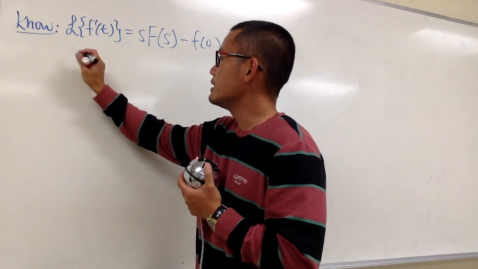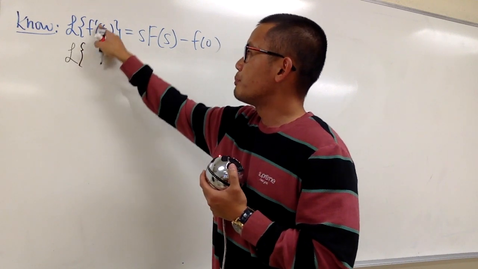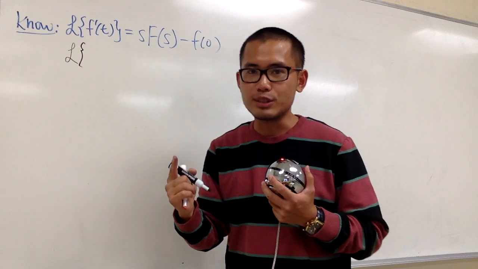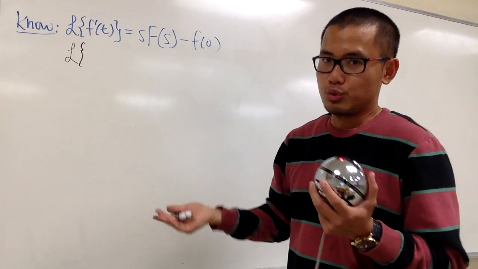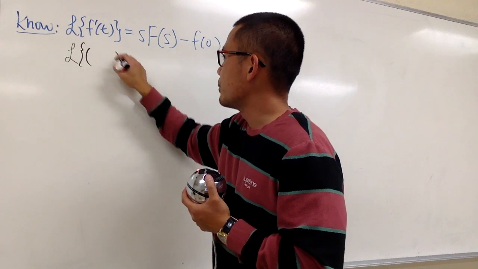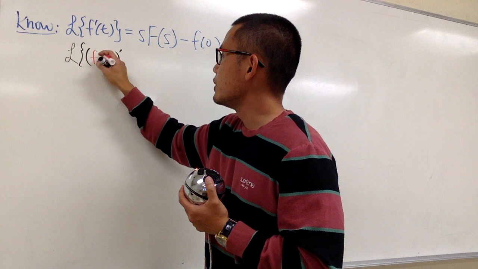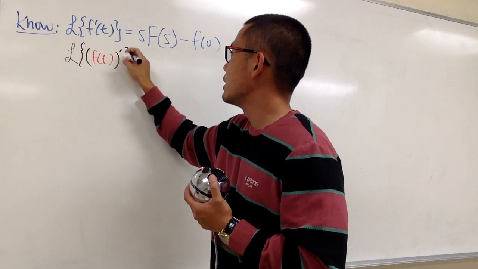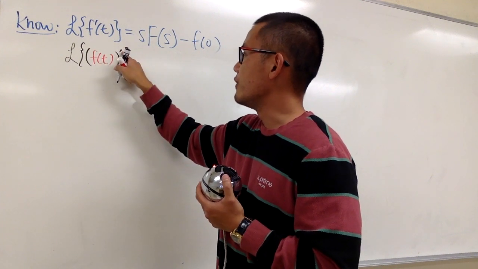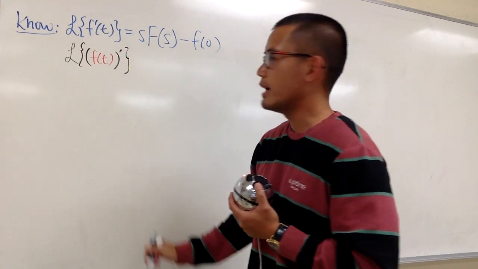So let me rewrite this as the Laplace transform. And we know f prime of t represents the first derivative, with the prime to represent derivative, right? Let me rewrite this as, okay, let's put the prime in parentheses, like that. And inside here, we will have the original f of t. Of course, this is saying we differentiate the original, we get f prime of t. That's the first derivative, all right?